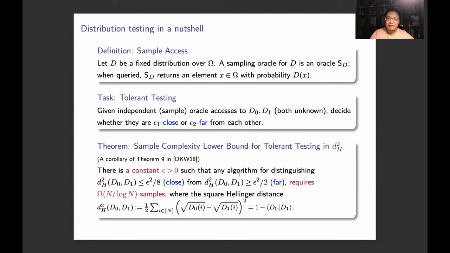They also show that any algorithm for distinguishing whether the squared Hellinger distance between D0 and D1 is either smaller than epsilon squared over 8 or larger than epsilon squared over 2, where epsilon is a constant, requires n over log n samples. Namely, the sample complexity inherently depends on the dimension of the distribution.